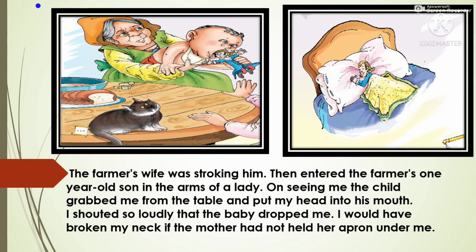Then the farmer's one-year-old son entered in the arms of a lady. On seeing me, the child grabbed me from the table and put my head into his mouth. The child might have thought that Gulliver was a toy, so he put Gulliver's head into his mouth. But when he did that, Gulliver shouted so loudly because he was frightened, and the baby dropped him.